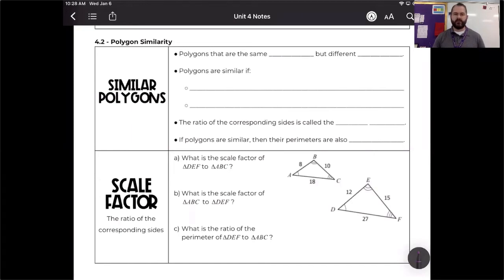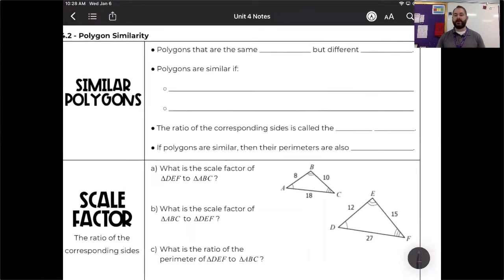In this lesson video for day 4.2, we're going to be talking about polygon similarity. We're going to talk about what it means for polygons to be similar. In the last lesson, we used ratios and proportion to solve problems. We are going to use the concept of proportions in similar polygons. So first, let's clarify what it means for polygons to be similar.